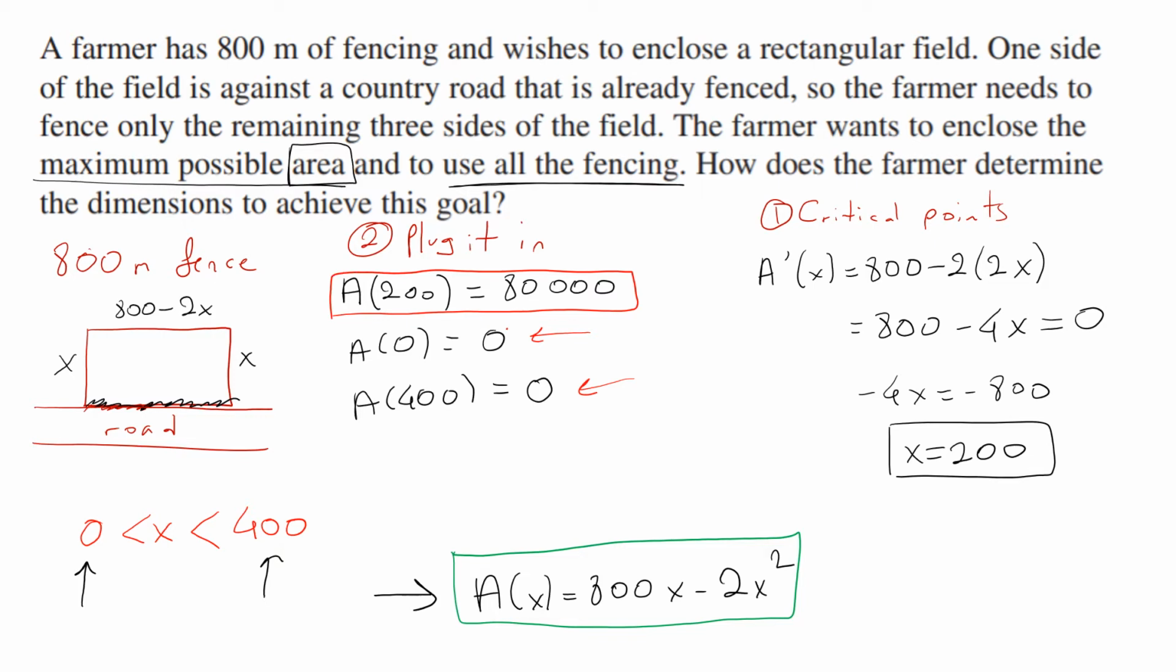It means that my farmer, the maximum area he can enclose is 80,000 meters squared, and it's within a field of 200 meters, which represents my width. And if I plug it back into here, my 200 in the x spot, I will get the value of 400 meters for my length. So that would be my answer. If the question was asking how he determines the dimensions to achieve this goal, we determined the dimensions. My width is 200, my length would be 400.